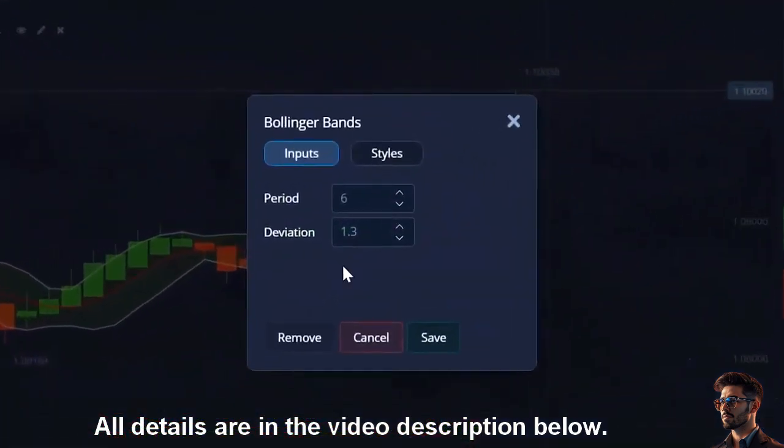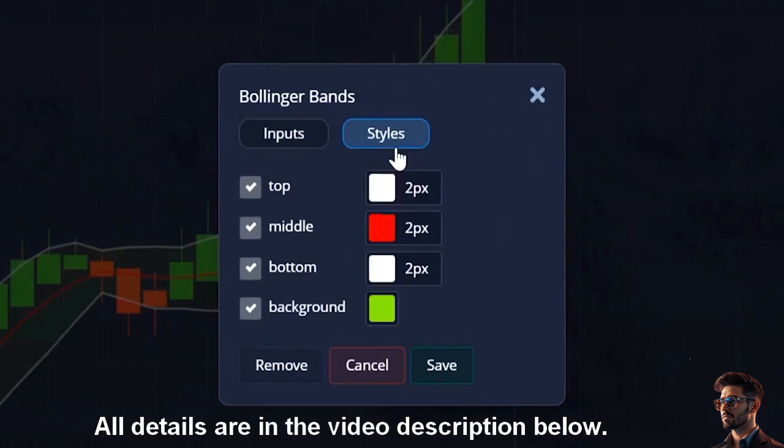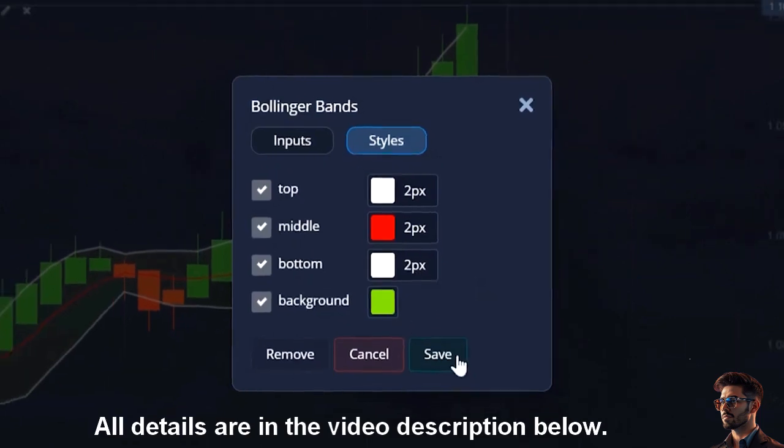On the period right here I use 6. The deviation is 1.3. On the style part here, I make sure I take all my lines. I make use of 2 white colors, the middle color is red, and the background is green, of course. And then when you're done, you hit save.